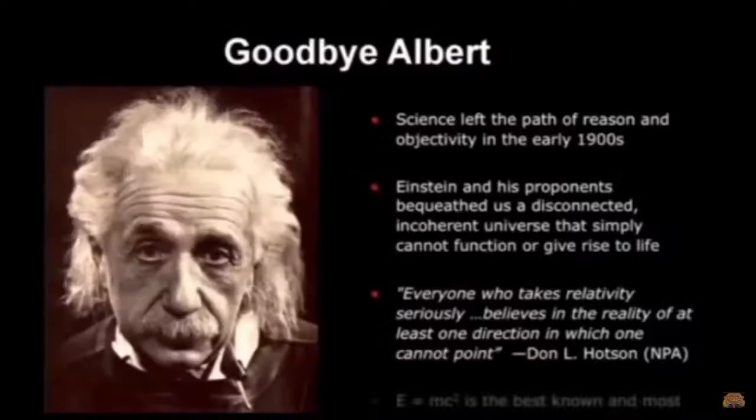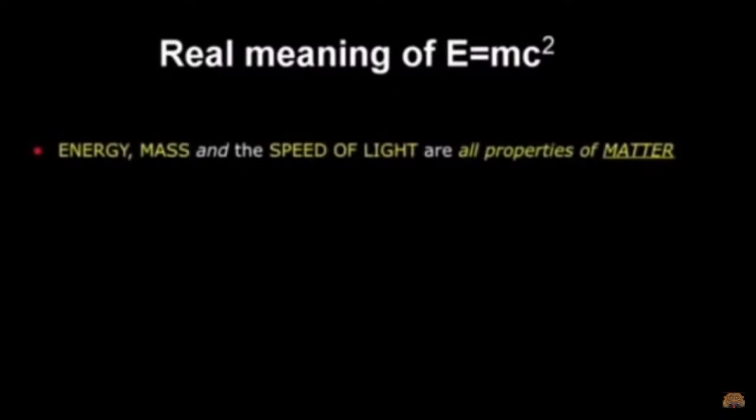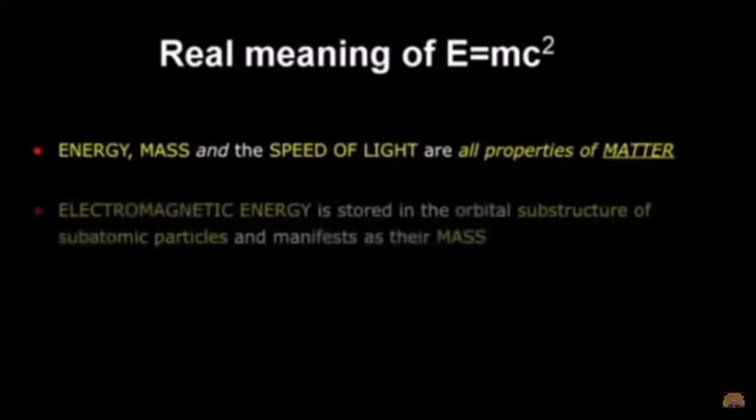I also believe that E equals MC squared, whether you attribute it to Einstein or anyone else, is the best known and most misunderstood equation in science. In my view, the real meaning of E equals MC squared is that energy, mass, and the speed of light are all properties of matter. Electromagnetic energy, in my view, is stored in the orbital substructure of subatomic particles and manifests as their mass. The orbital substructure picture was given to me by Ralph Sansbury back in about 1981.